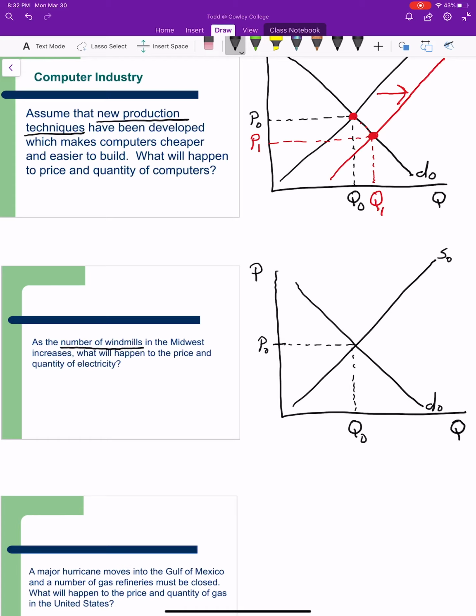Now this is another one where, when you start to look at it, the number of windmills is increasing in the Midwest, which means that we're able to generate more electricity than we were before. So keep in mind, just because we have more windmills doesn't mean the demand for electricity is changing, but that is changing how much electricity we are actually able to produce. So this could come under either production technology or the number of firms. Either way, you're going to have the same result. Both of these are going to give us an increase in the supply of electric power.